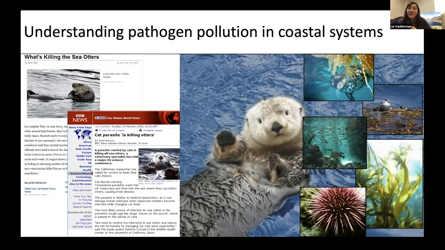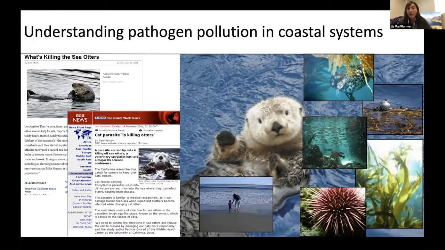But lots of different species like fish and birds and other marine mammals use these kelp forests. So sea otters are telling us about their health, but they're also telling us about the health of the coastal system, including people who are sharing that. And that becomes really important in the case of zoonotic parasites like Toxoplasma.